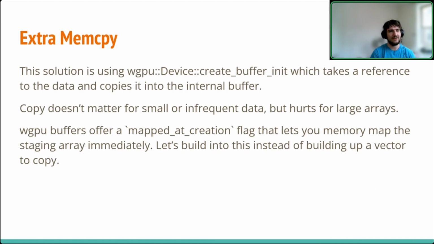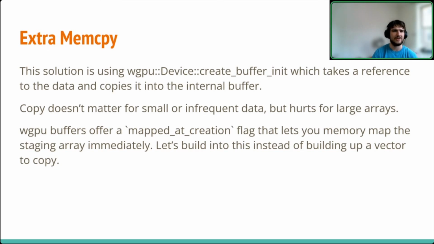All right, we also have another memcopy in here. We're using a very useful helper function called create buffer init, and basically you give it a slice, and it just makes a buffer with that data in it. It's very useful. Highly recommend it. But we're talking about a lot of data. We're optimizing here. We're creating a vector, and then we're copying it inside this internal thing.